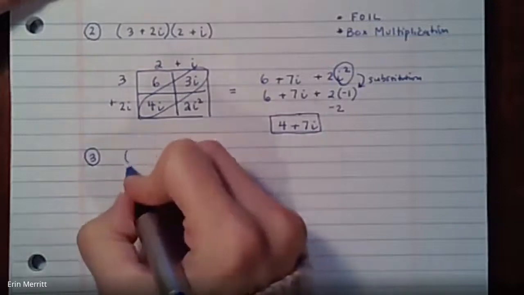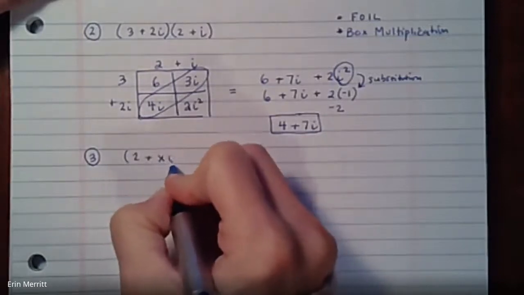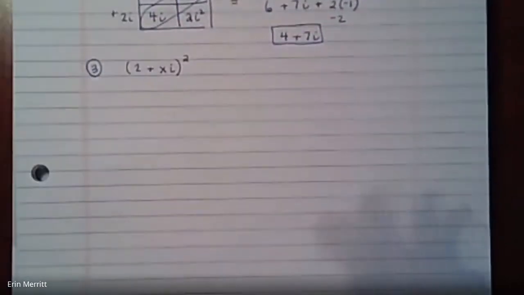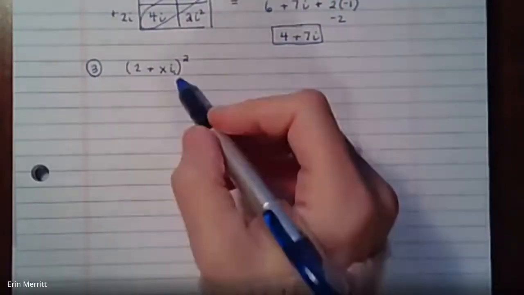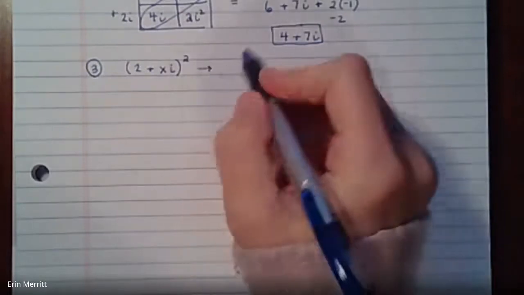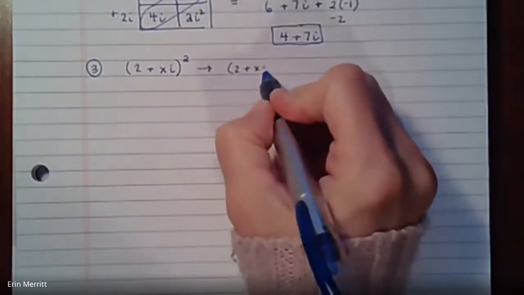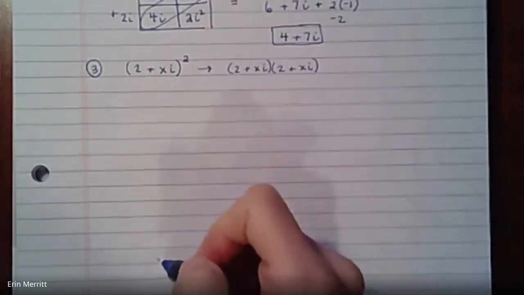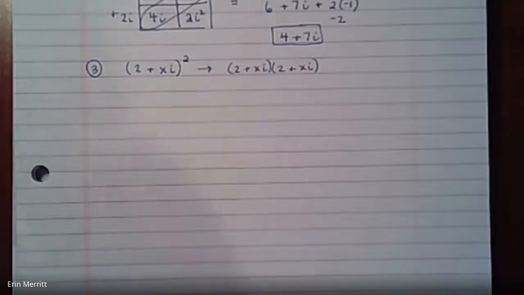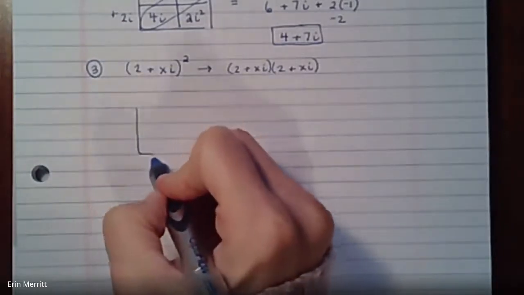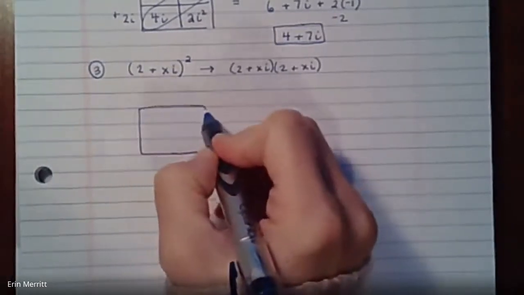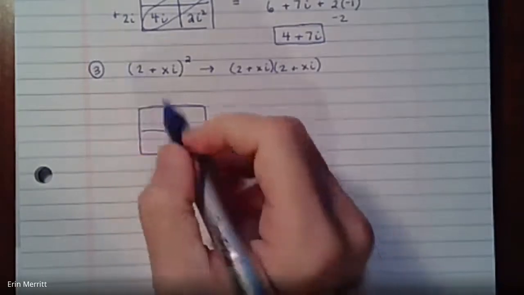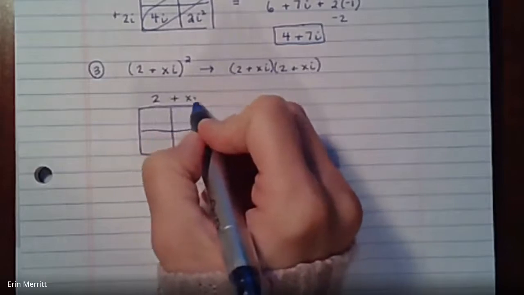All right. This next one, you have (2 plus xi) quantity squared. So remember, when you are squaring something, that is the exact same as just multiplying it by itself. So this is really 2 plus xi times 2 plus xi. So I'm going to do the same thing. We're going to do some box multiplication here. Give yourself a little bit of space. If you want to try foiling, go for it. I can always walk you through that in class if you're interested in seeing what that looks like.